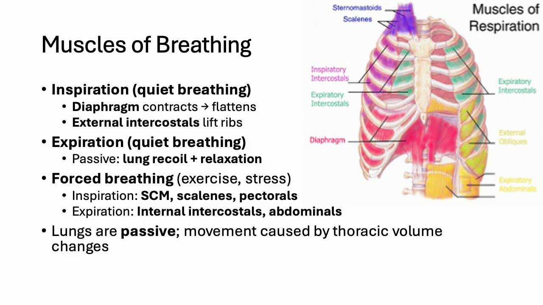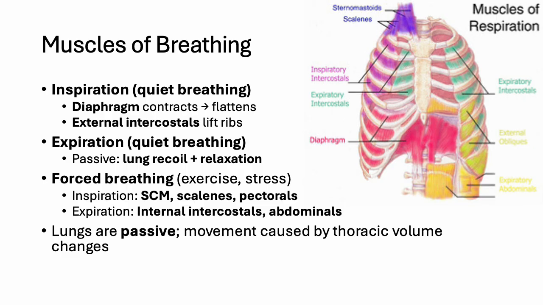During quiet inspiration, or normal inhalation at rest, the diaphragm contracts and flattens, increasing the vertical dimension of the thoracic cavity. At the same time, the external intercostal muscles contract, lifting the rib cage upwards and outwards. Together, these movements expand the thoracic cavity, decrease internal pressure, and draw air into the lungs. During quiet expiration, this process is passive. The diaphragm and intercostals relax, and the elastic recoil of the lungs and thoracic wall naturally decreases lung volume, pushing air out.